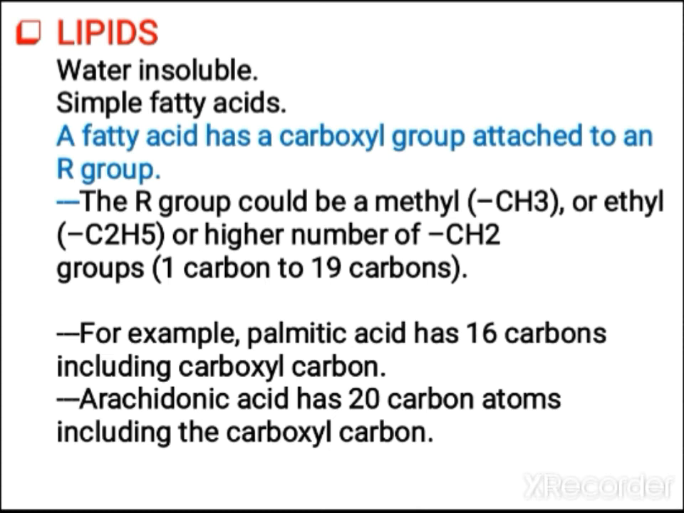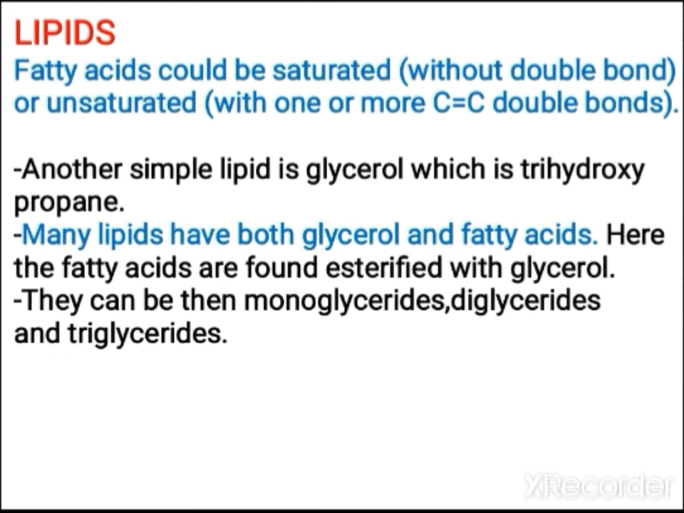For example, palmitic acid has 16 carbons, including the carboxyl carbon. Arachidic acid has 20 carbons. Like that, it varies from fatty acid to fatty acid. So fatty acids can be of 2 types: saturated or unsaturated.